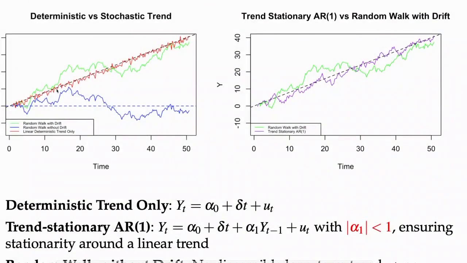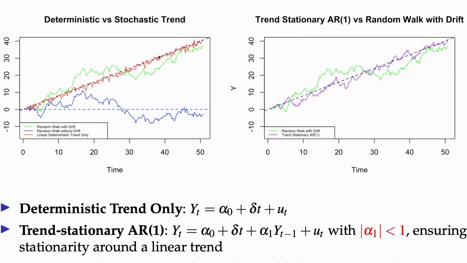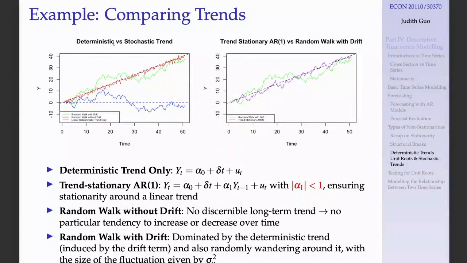Whereas the deterministic trend only model is stationary around the trend. It's not stationary itself because it has an upward component. It's growing over time. But we can see that the fluctuation around the upward trend is stationary. It's frequently reverting back to the trend value. So this is the deterministic and stochastic trend.